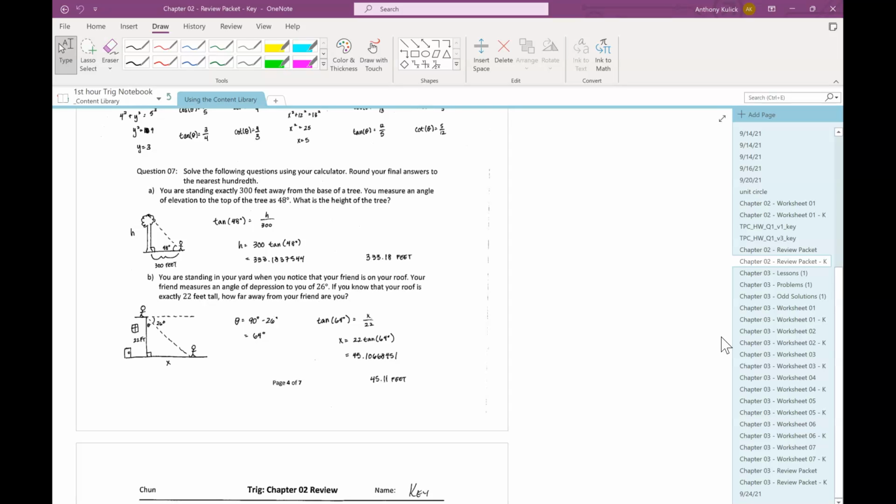I see. Okay, so it appears I just solved for the wrong thing. I solved for how far away you are from your house, because I solved for this side, which is the distance from me to my house. The distance from me to my friend is this side, so I just solved for the wrong side. But we really had the same picture. So that's my bad.